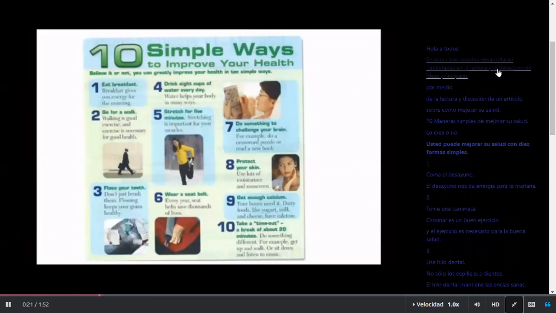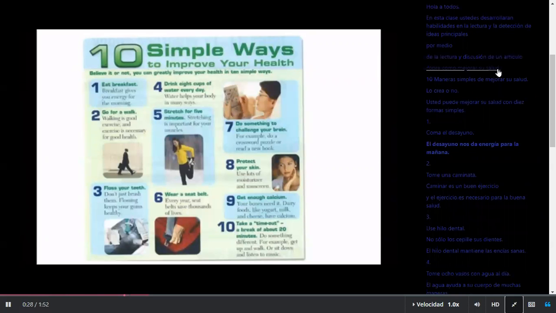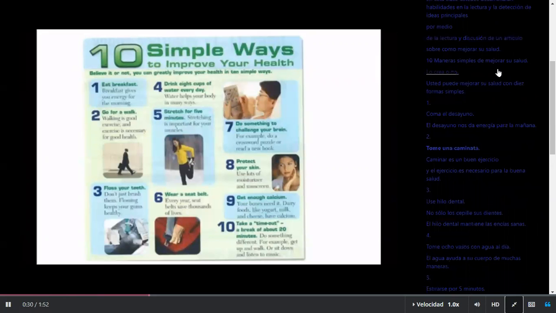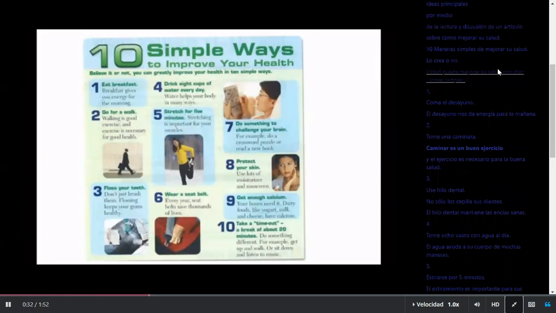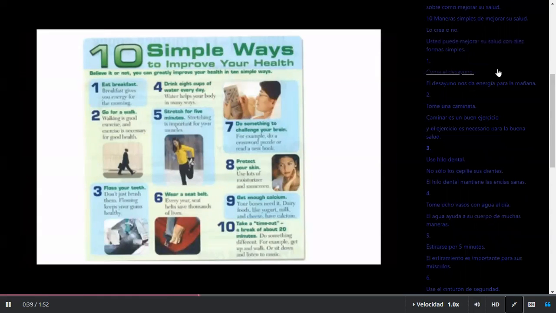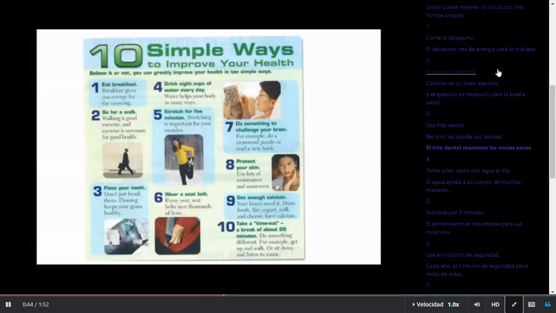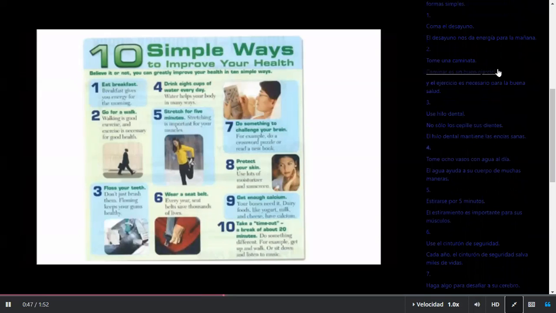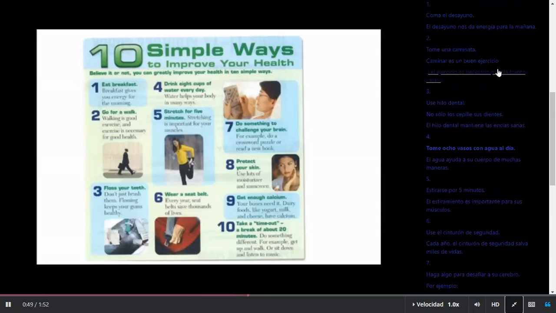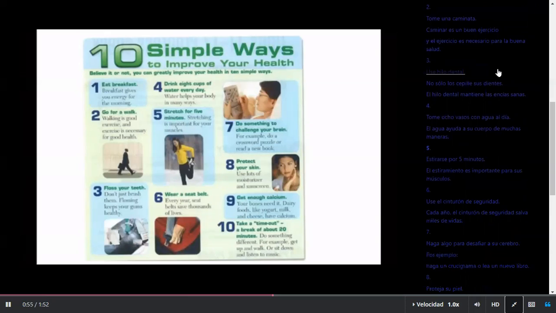1. Eat breakfast. Breakfast gives you energy for the morning. 2. Go for a walk. Walking is good exercise, and exercise is necessary for good health. 3. Floss your teeth. Don't just brush them. Flossing keeps your gums healthy. 4. Drink 8 cups of water every day. Water helps your body in many ways. 5. Stretch for 5 minutes. Stretching is important for your muscles.